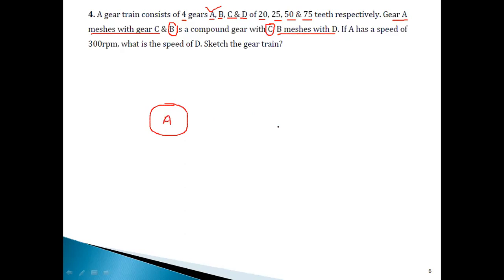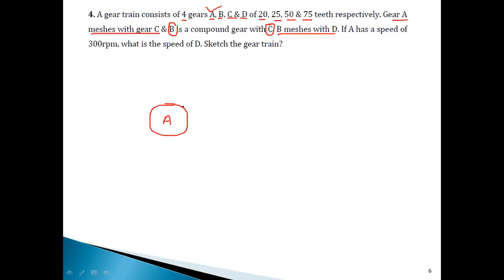Now the condition given is what he says: gear A meshes with gear C. When you are showing this, you should also show the size of the gears. Each size of the gear depends upon the number of teeth. So if you observe between B and C, B has 25 teeth, C has 50 teeth, which means the diameter of gear C has to be larger than gear B.